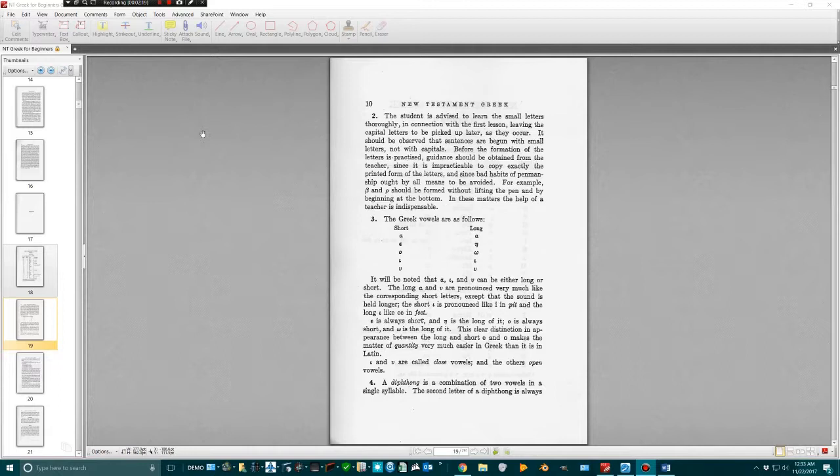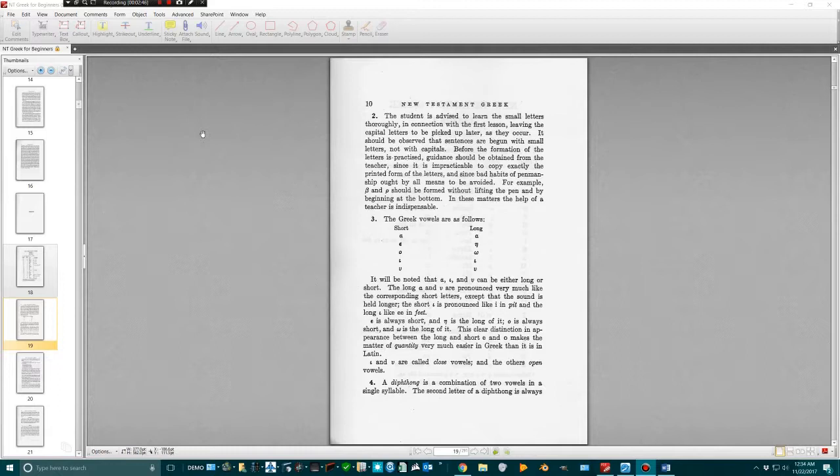Anyway, the Greek vowels are as follows. There are short vowels, alpha, epsilon, omicron, iota, upsilon, and then there are also long vowels. Alpha, which also can be short, is a long. Eta, omega, those are long. They'll never be short. And then iota and upsilon, they can be both long and short as well.